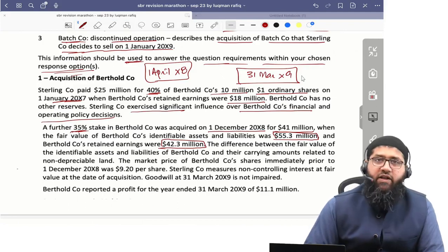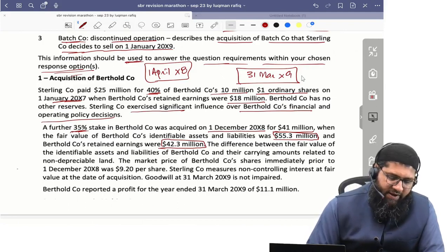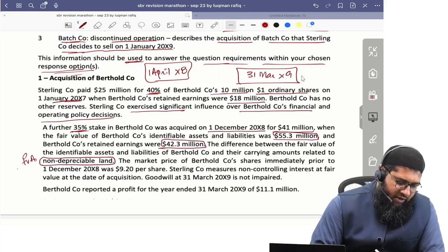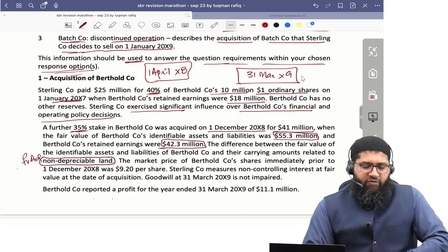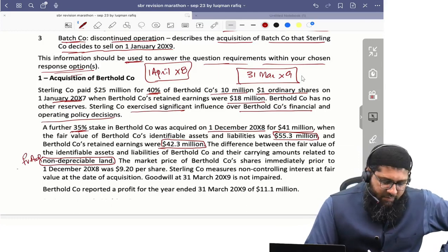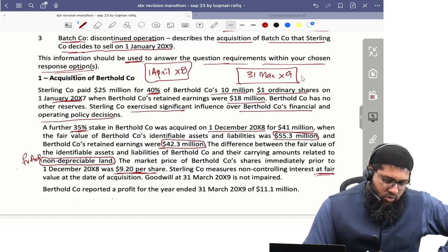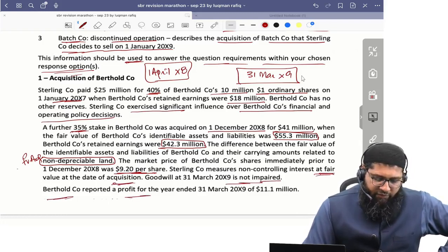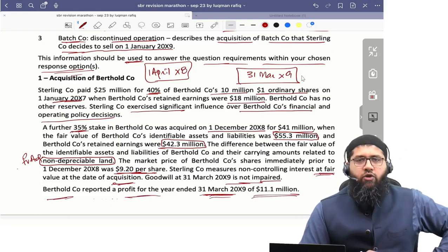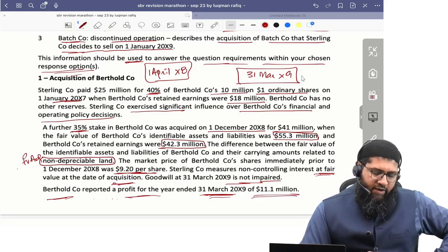Then it says the difference between the fair value of identifiable net assets and liabilities and the carrying amount relates to non-depreciable land. So any fair value adjustment was pertaining to the non-depreciable land. The market price of the shares immediately prior to 1st December X8 was $9.2 per share. Sterling measures NCI at fair value. At the date of acquisition, goodwill is not impaired. Berthold Company reported a profit for the year ended 31st March X9 of $11.1 million.